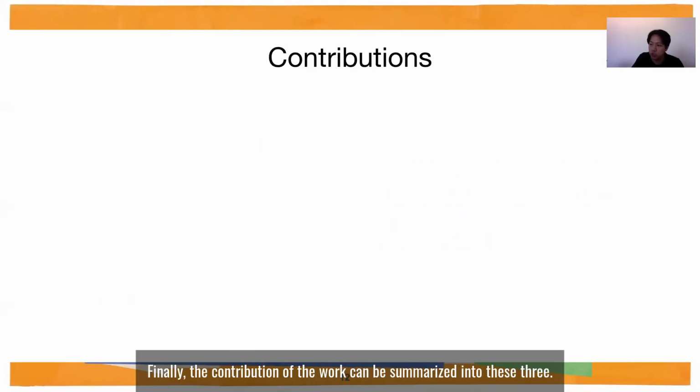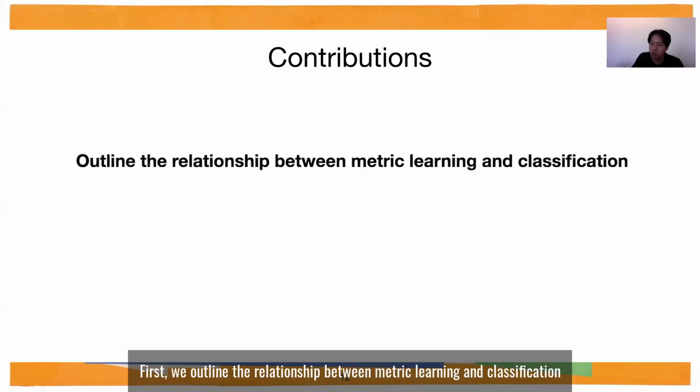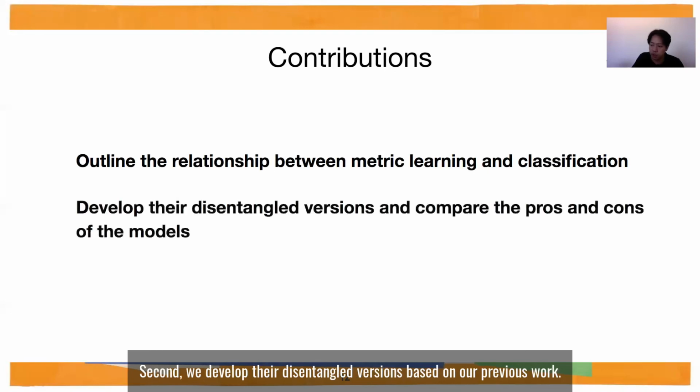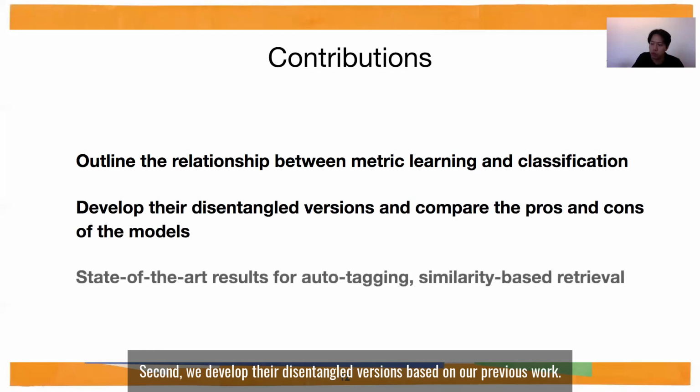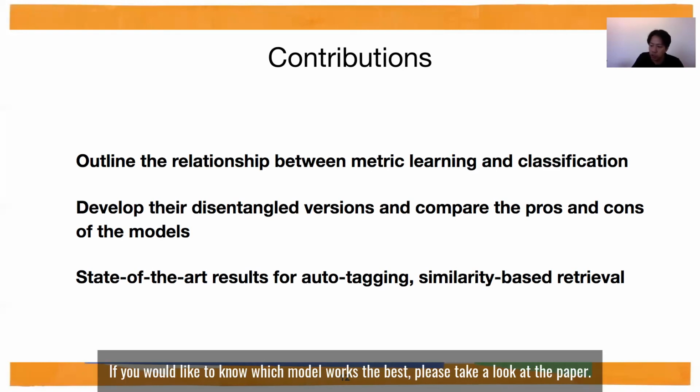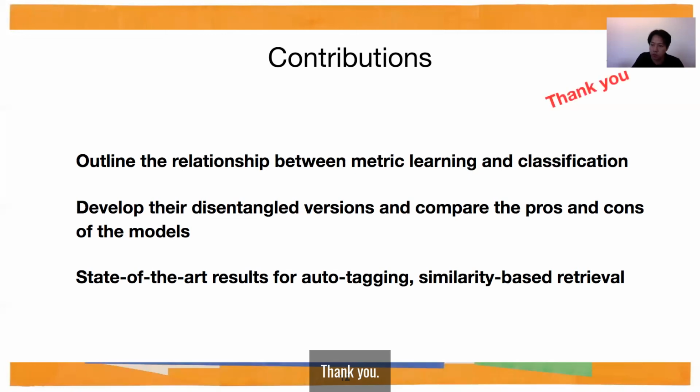Finally, the contribution of the work can be summarized into these three. First, we outline the relationship between metric learning and classification. Second, we developed their disentangled versions based on our previous work. At last, we show that our proposed approach yields state-of-the-art results on music auto-tagging and similarity-based retrieval tasks. If you'd like to know which model works the best, please take a look at the paper.